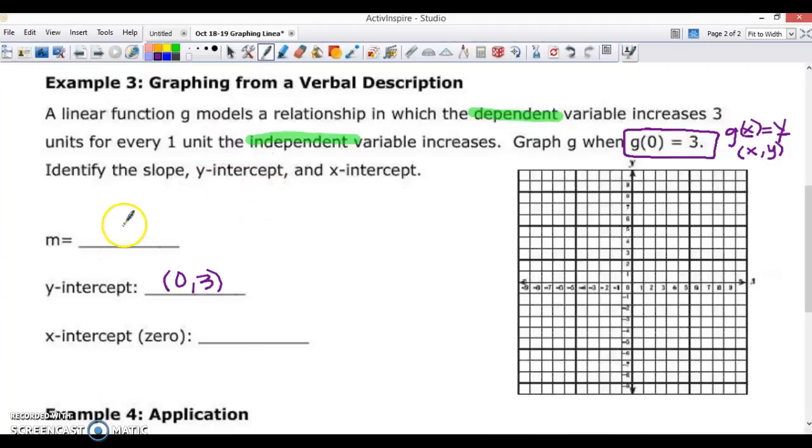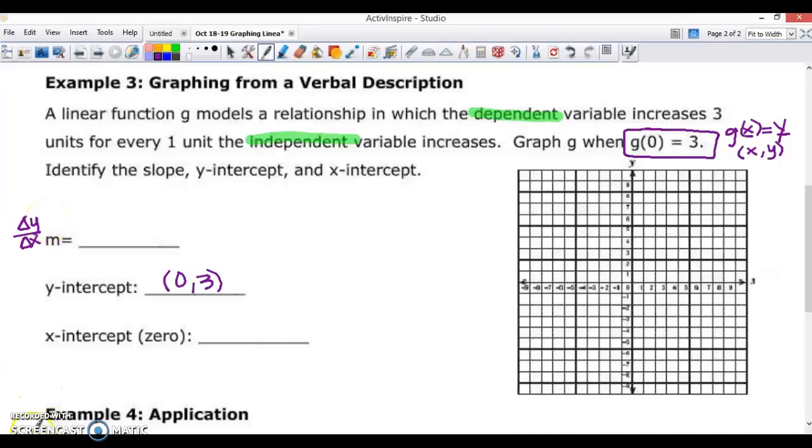Now we can go back to our slope, and here's the information that's very valuable. It said in which the dependent variable increases 3 units for every 1 unit the independent variable increases. Well, this kind of gave us the slope already. It's telling us how the x values are changing and how the y values are changing. We remember that slope is the change of y over the change of x.